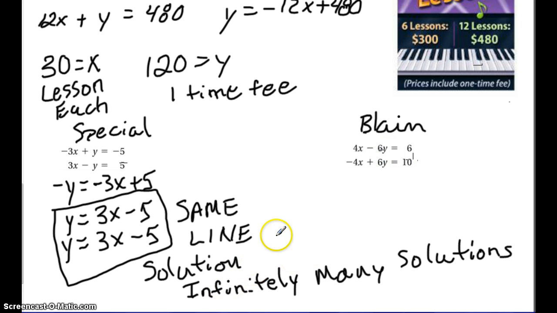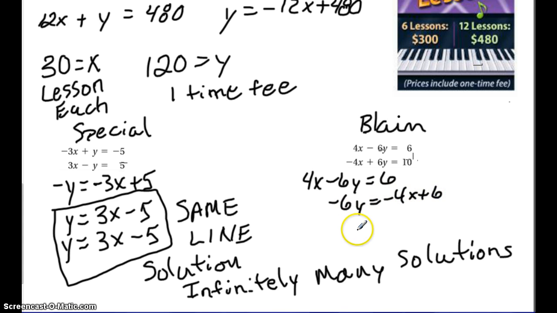Let's solve for y here. I'm going to go ahead and try and sneak this in here. This first one, 4x minus 6y equals 6. Subtract 4x. Divide by negative 6. And I'm going to do some simplifying here. 4 divided by 6 is going to be 2/3. Negative divided by negative is positive 2/3. And then negative 6 divides into positive 6 one time.